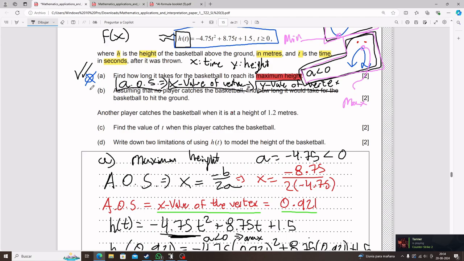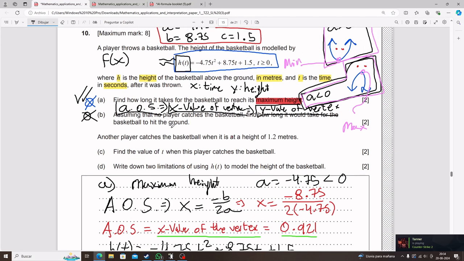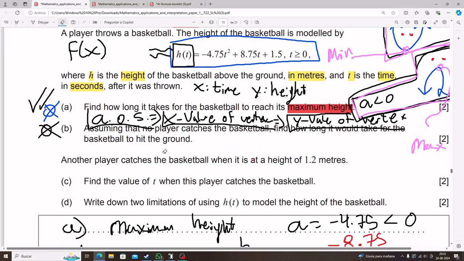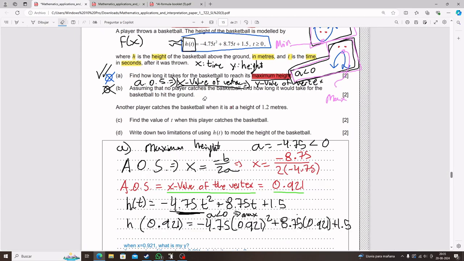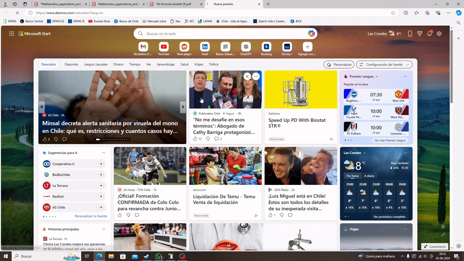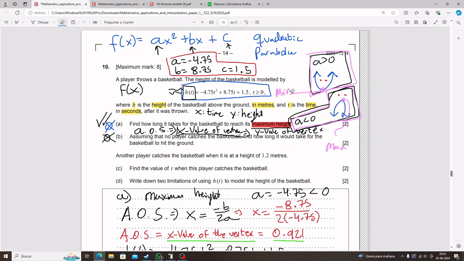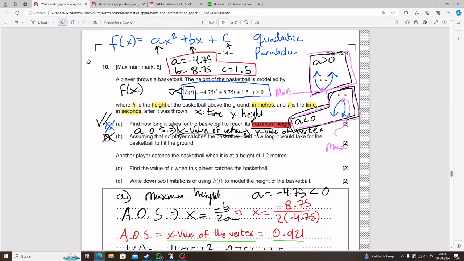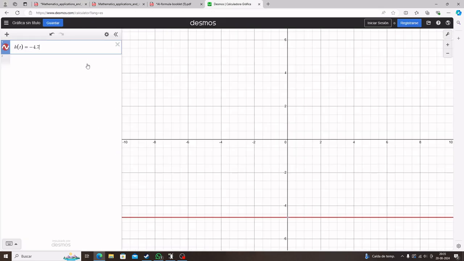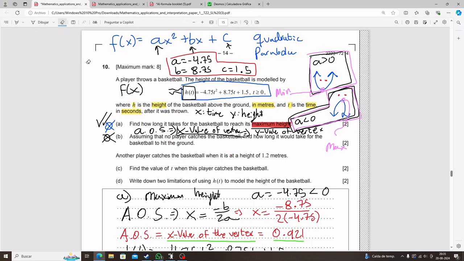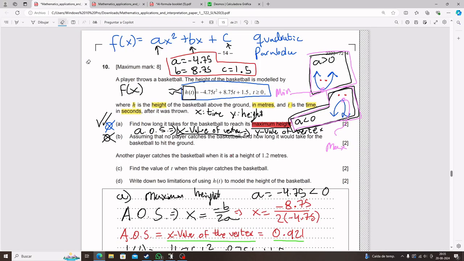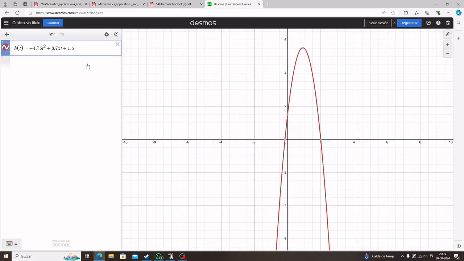Yeah. Then for part B, we have that assuming that no player catches the basketball, find how long it would take for the basketball to hit the ground. All right, this one also gets interesting. And I think it might make more sense if I actually explain it through Desmos. So let me go ahead and plug this into Desmos just so that we can all see it a little more friendly. So if I go ahead and plug in my function into Desmos, and I know you might be thinking, dude, the day of the test, I can't use Desmos, but I'm trying to explain an idea here.